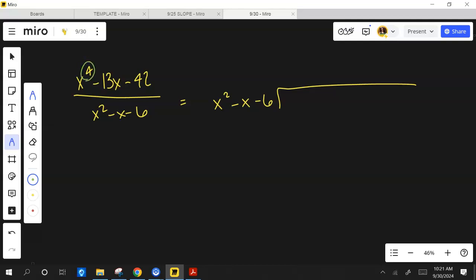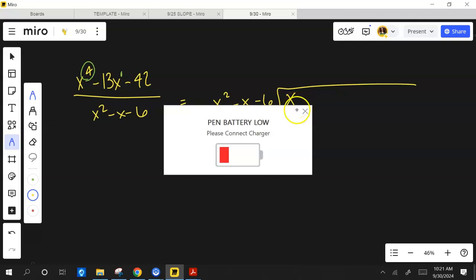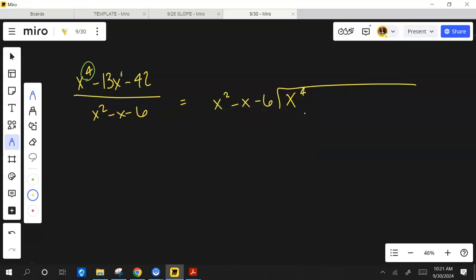I got the 4, right? But then I don't have a 3 or a 2, but I have a 1. That's right. So I got 0x to the third plus 0x squared.